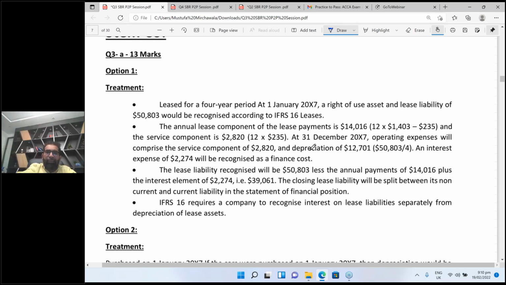The closing lease liability will be split. You have done the basics, you have seen the lectures. At the year end, you split the lease liability between current and non-current. IFRS 16 requires a company to recognize interest on lease liabilities separately from depreciation. Depreciation is a separate expense, interest expense is a separate expense. Interest expense is part of finance cost.